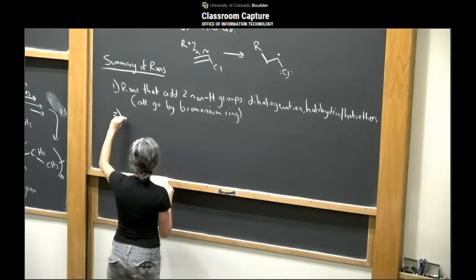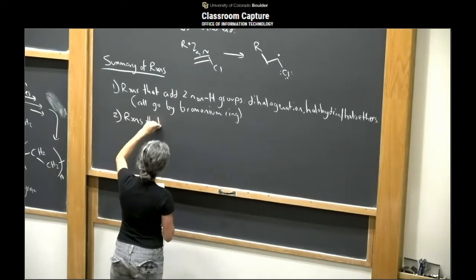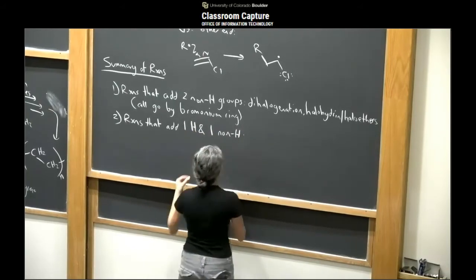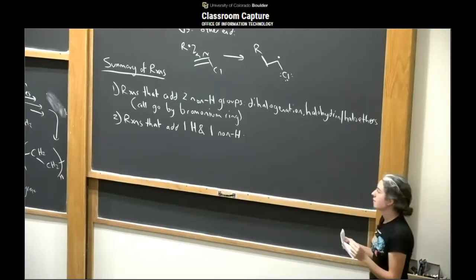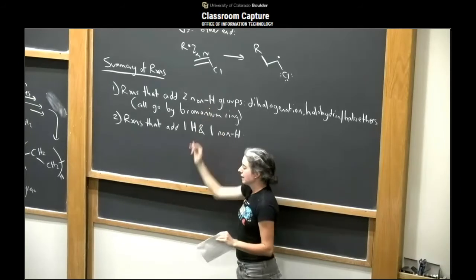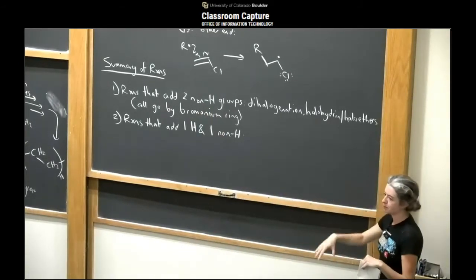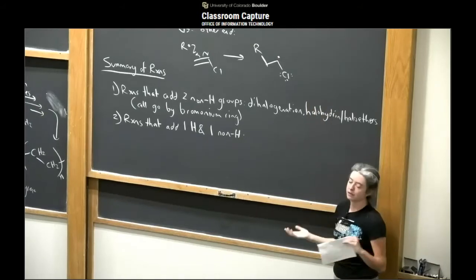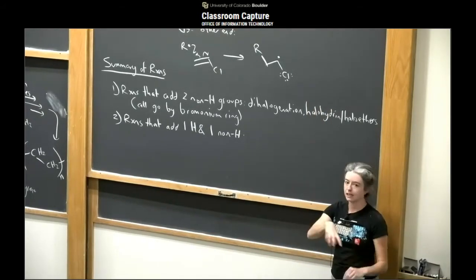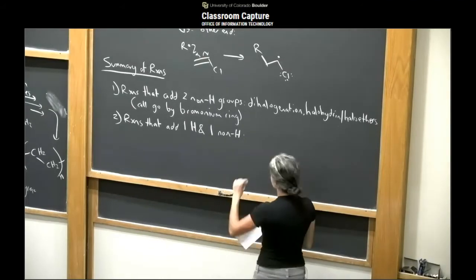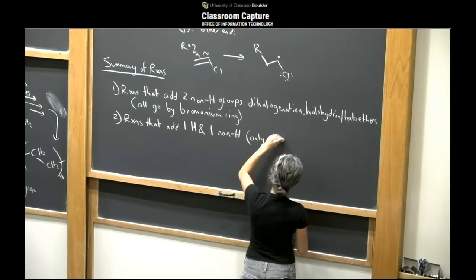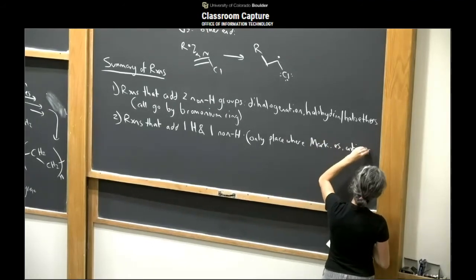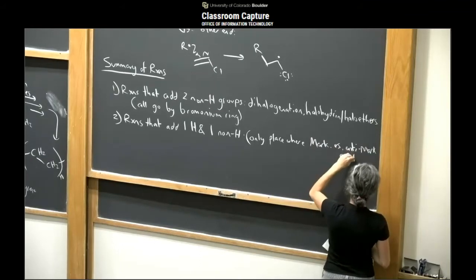The biggest category are reactions that add 1 H and 1 non-H, because here is where Markovnikov actually has something to say about it. Note that even though the ones in the first category sometimes have a set regiochemistry, like bromine adds here, oxygen adds there, it's not Markovnikov or anti-Markovnikov in that category, because Markovnikov specifically says H adds here, non-H adds there. So it only applies here. This is the only place where Markovnikov versus anti-Markovnikov applies.